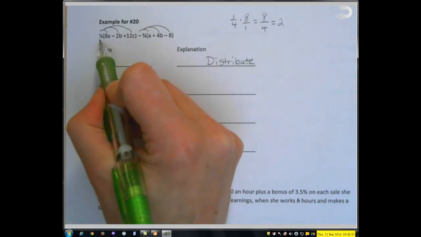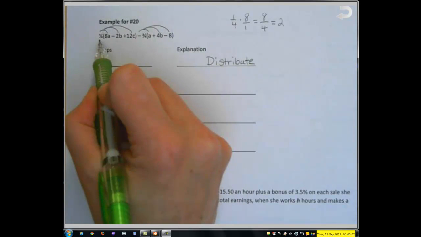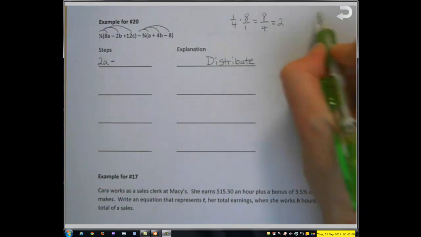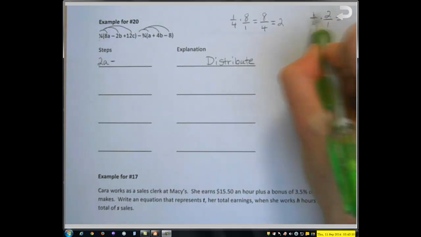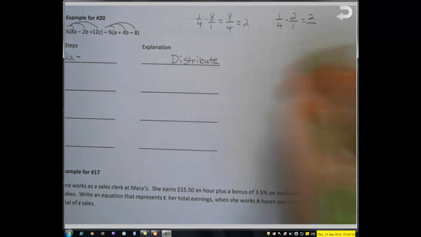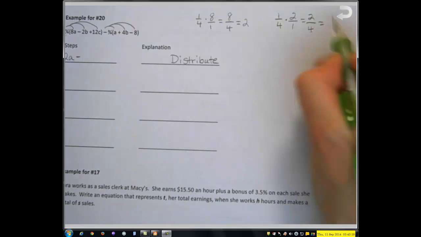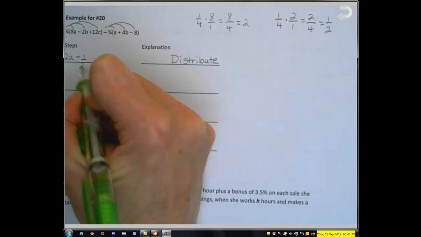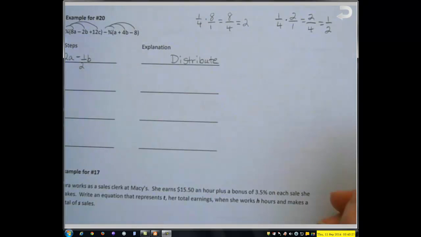Now 1/4 times -2. Well, we know our answer is going to be negative because a positive times a negative is a negative. So 1/4 times 2. 1 times 2 is 2. 4 times 1 is 4. 2 over 4 simplifies to 1/2. So -1/2, and we need to bring a b down into the second term.